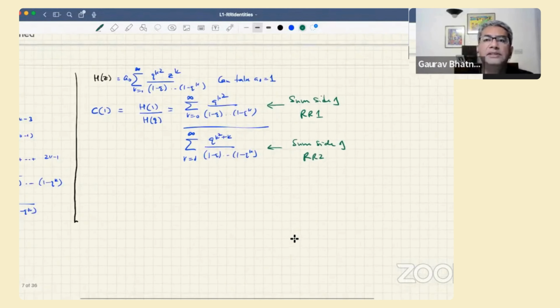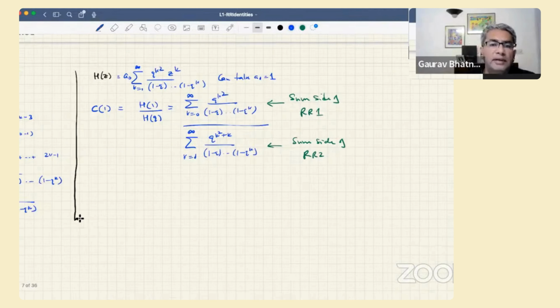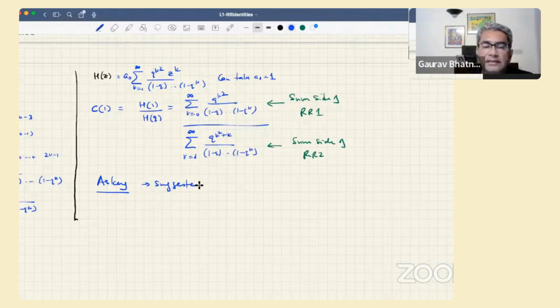And let me just mention that this is the work of Dick Askey, who showed. So Askey suggested to Ramanujan that he got this.